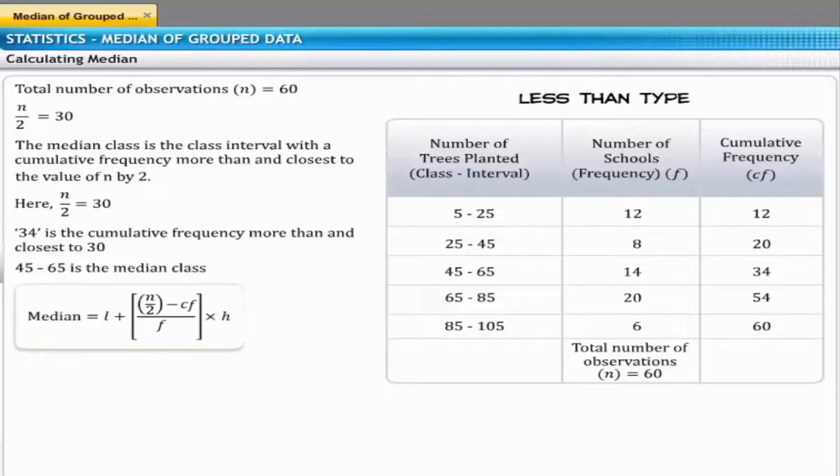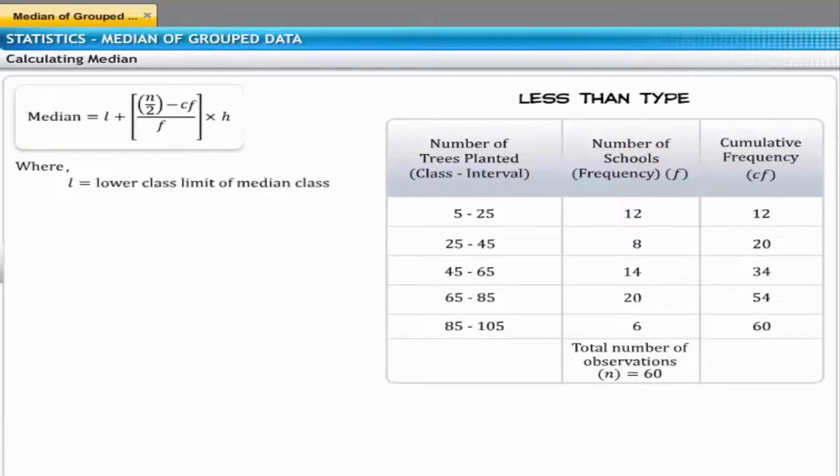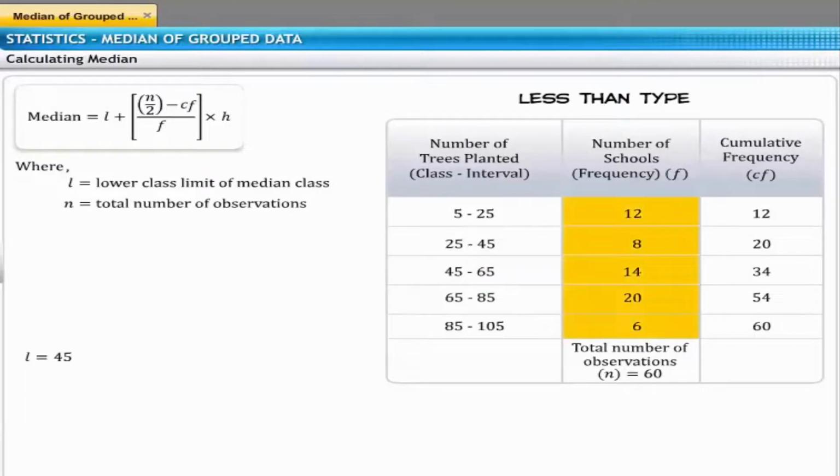Let us see what each term in this formula stands for. The L in the formula for median stands for the lower class limit of the median class. In this case, L is equal to 45. The N in the formula for median stands for the total number of observations. In this case, N is equal to 60.